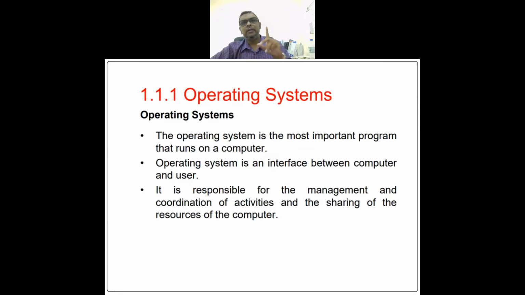Because in the computer, there's only one RAM, and the RAM is limited. There's only one hard disk, and the hard disk is also sometimes limited. So the operating system will control and coordinate all the activities. What are the activities? Examples of activities of an operating system are copy, paste, move, process. These are some activities of an operating system.